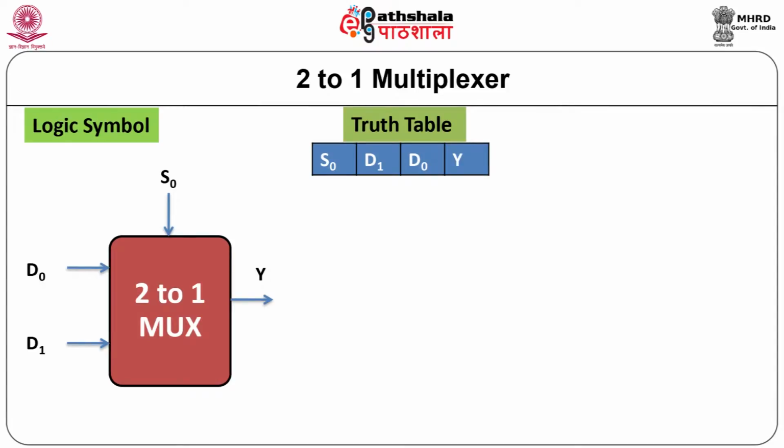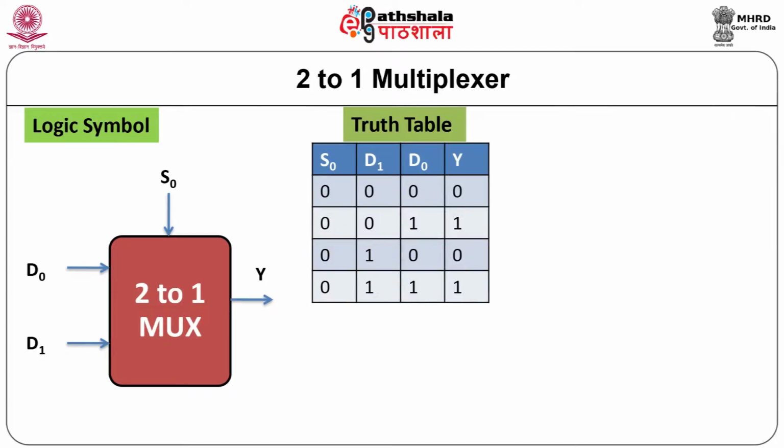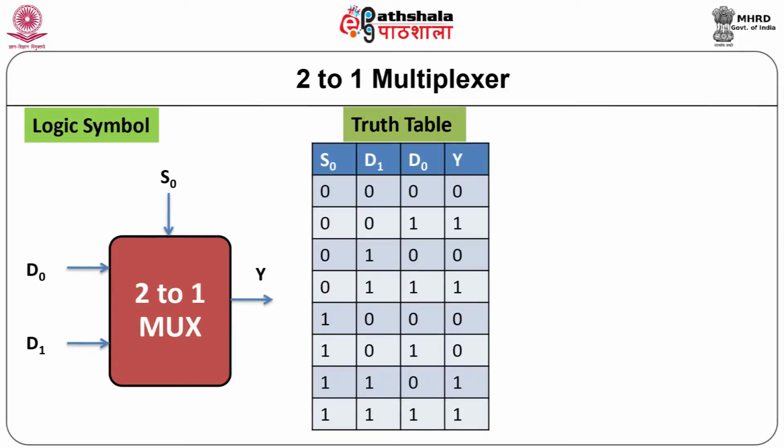In this truth table, S0, D1, D0 are the data inputs and Y is the output. Please note that D1 is MSB and D0 is LSB of the data. For S0 equal to 0, we have 4 possible combinations for the inputs: 0 0, 0 1, 1 0 and 1 1. It is observed that Y always follows D0. For S0 equal to 1, we have similar 4 possible combinations for the inputs. It is observed that in this case Y follows D1.